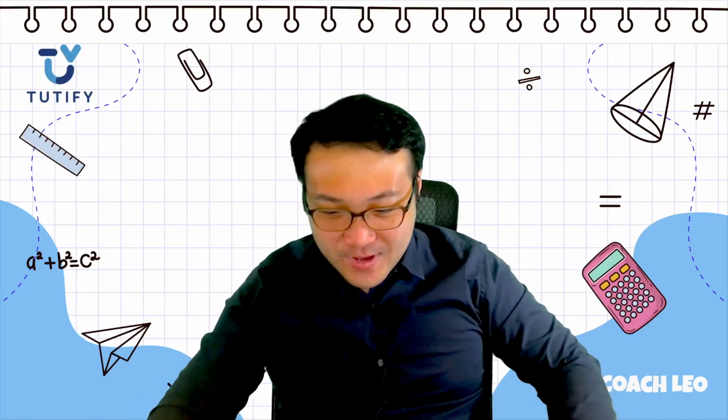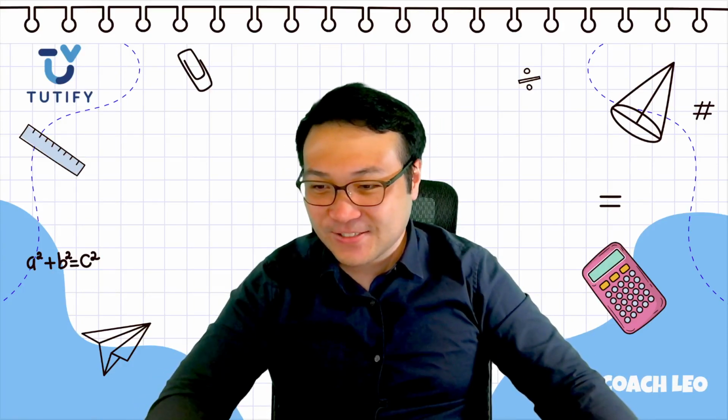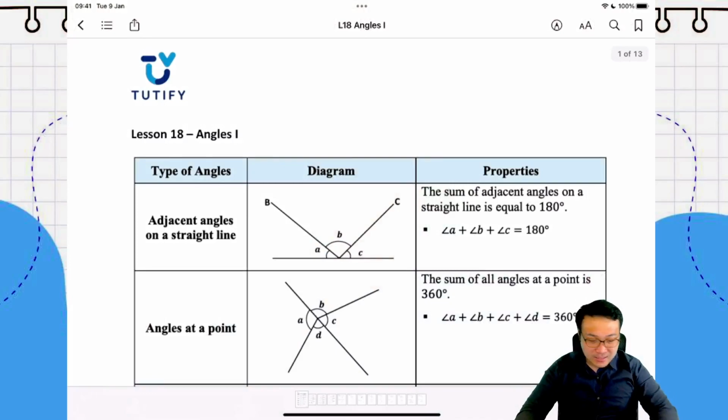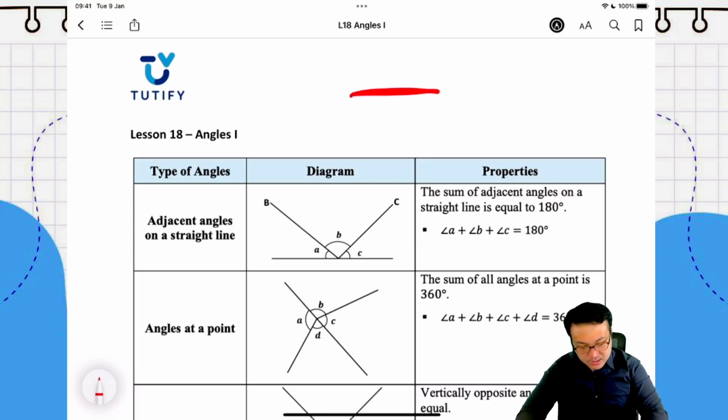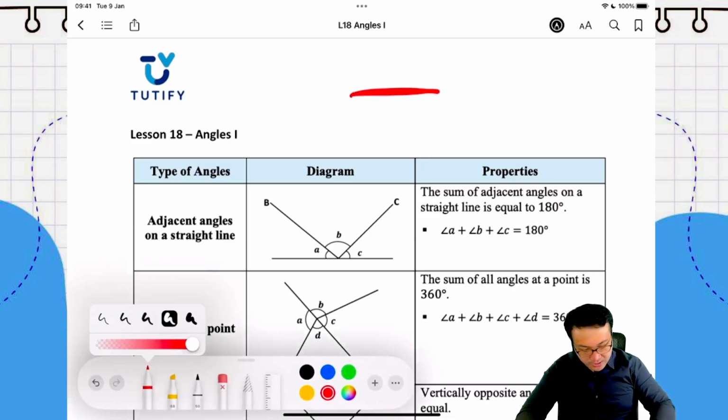All right, everyone, we're doing angles today. So let's take a look at the worksheet. Now, students, I'm sure all of you, let's just do a very quick recap.